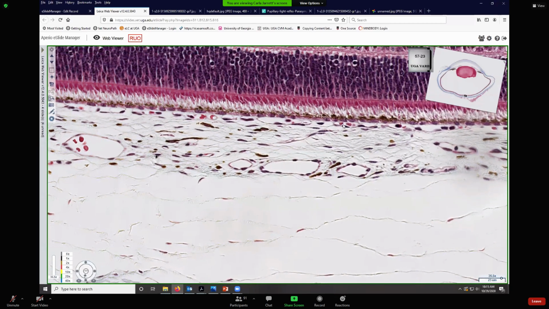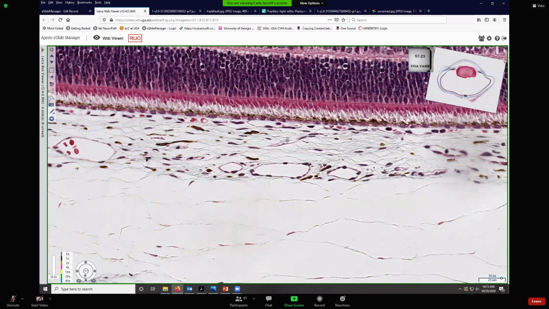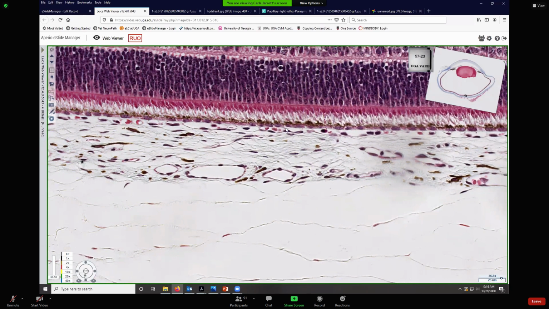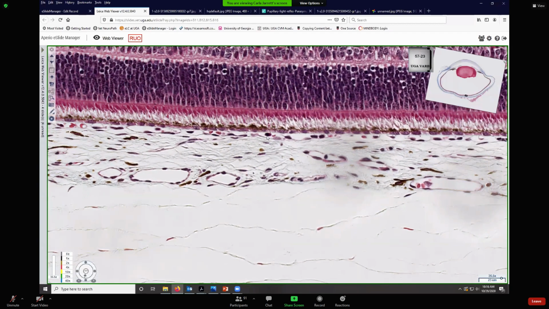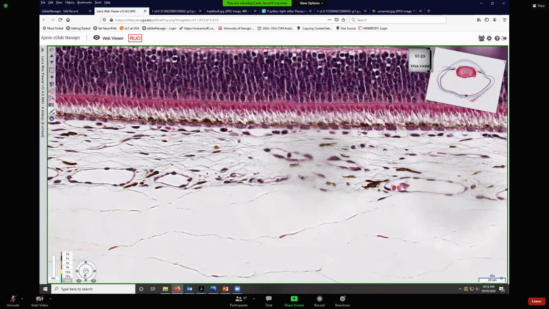The next would be the tapetum lucidum, if there is a tapetum lucidum, which there isn't in the pig. So the pigs don't have a tapetum lucidum, but we'll look at some examples of a tapetum. Next is the choriocapillary layer. And this is just a capillary bed that is right up against the pigmented epithelium.